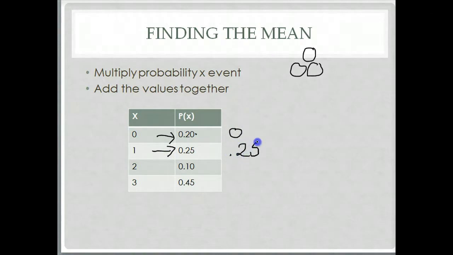1 times 0.25 is 0.25. 2 times 0.1 is 0.2. And 3 times 0.45 is 1.35. We'll go ahead and then add these together. And I have 1.8. Over the long term, if I kept reaching my hand into those jelly bean bags, pulling out 3, I'd expect to have just about 2 purple jelly beans in my little group. So that's the mean, or the expected value.